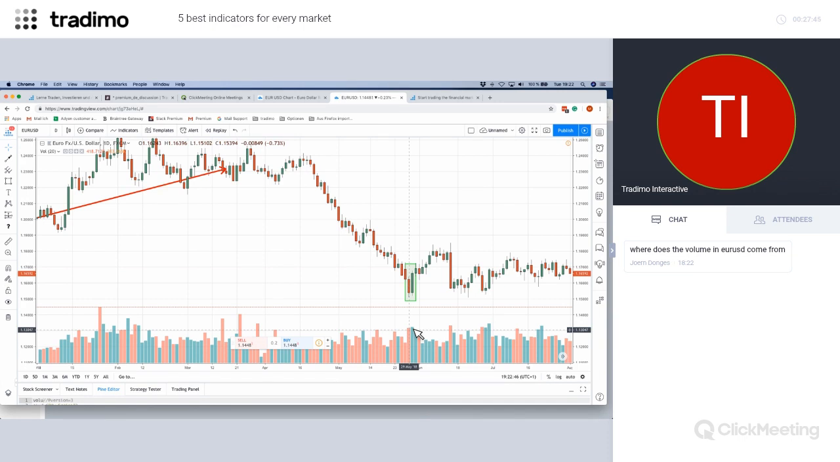Where does the volume in euro dollar come from? So this is a very good question. Here from TradingView, I'm pretty sure, 99 percent I would say, the volume comes from the futures market. If you use a broker, a CFD broker, for example, then the volume you can see there is maybe not the best one, because you can only see the volume which is traded on the broker's page and not on the entire market. So the best way to use the volume, to be honest, is to use the futures prices and the futures charts and the futures volume.